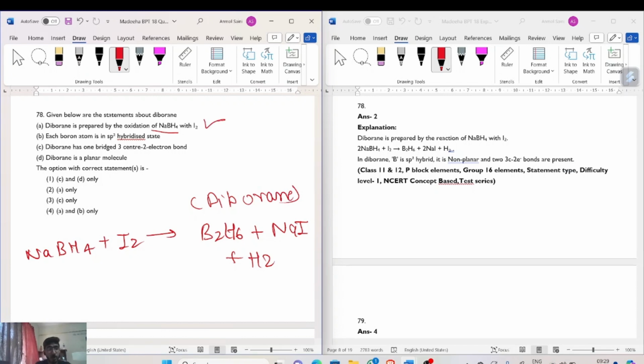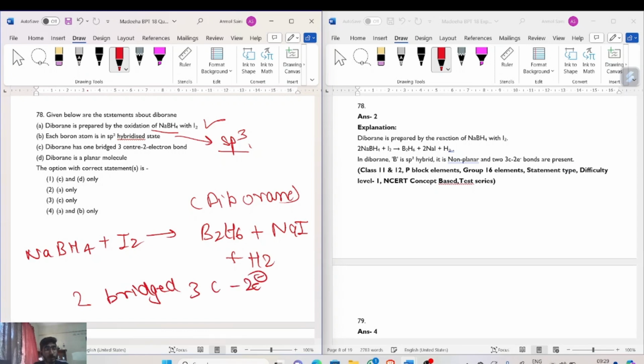Now, each boron atom is sp2 hybridized? No, each boron is not sp2, it is sp3 hybridized. Diborane has one bridge, three center, two electron bond? No, it will have two bridged three center, two electron bonds.